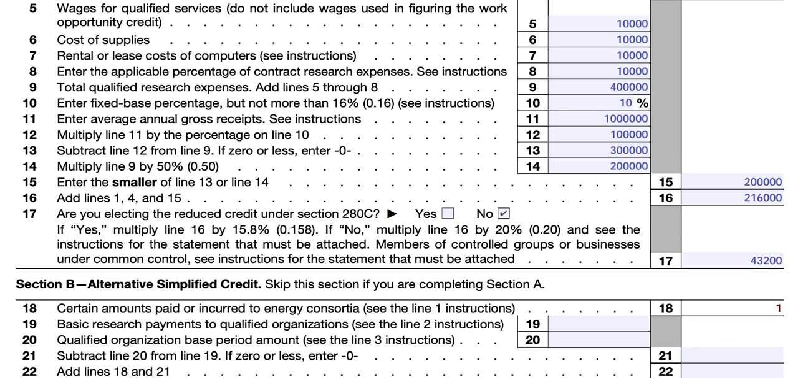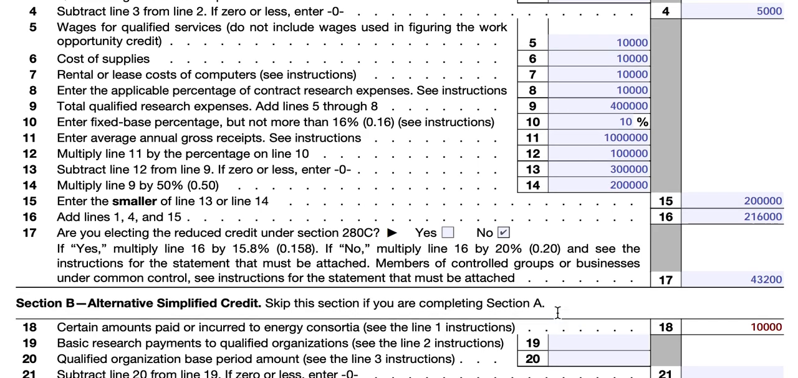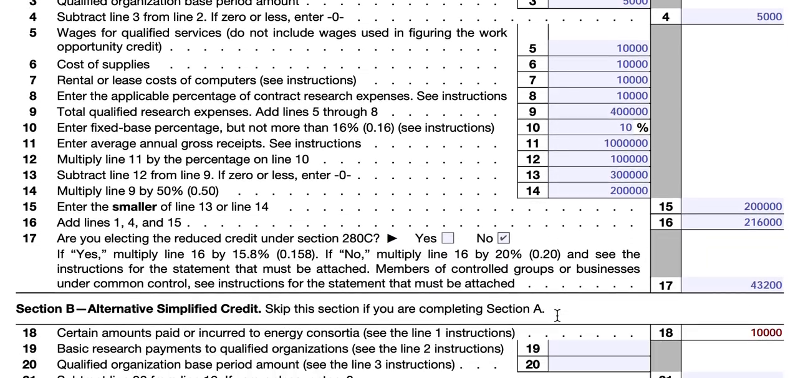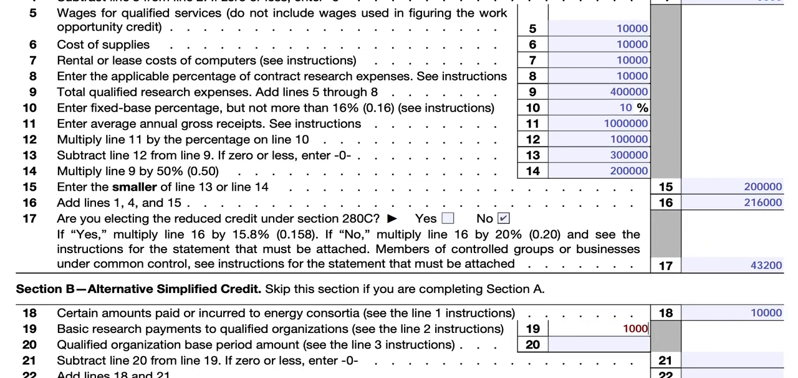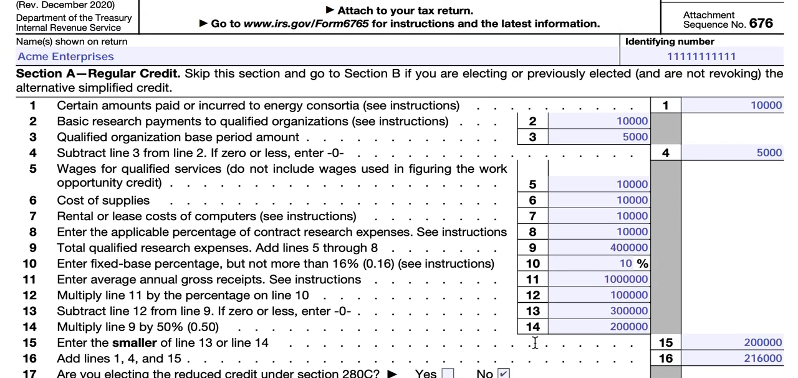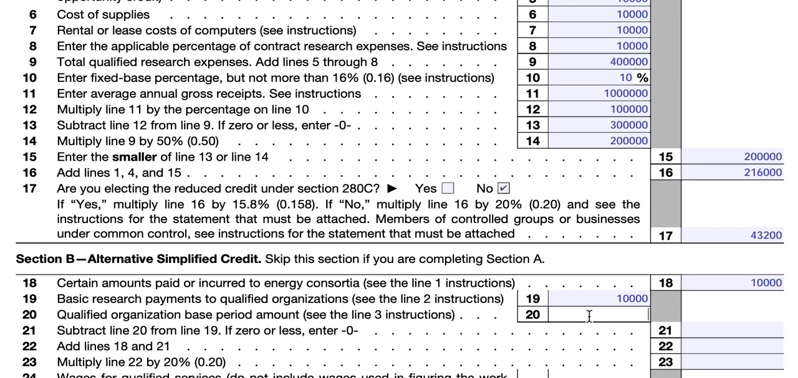So line 18 will contain our $10,000. Line 19 will contain $10,000. Line 20 will contain the $5,000 from line 3. We'll do the same thing here where we subtract line 20 from line 19, and then we'll add lines 18 and 21. And then we'll multiply line 22 by 20%.